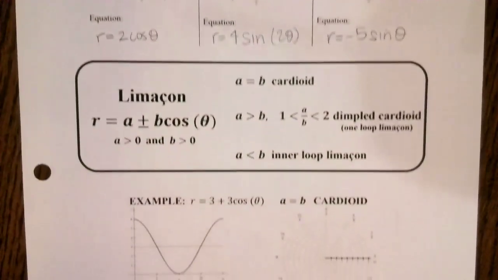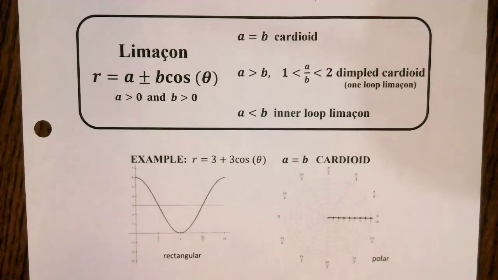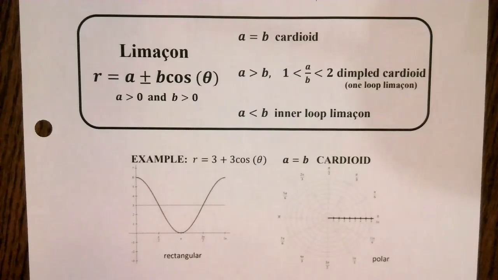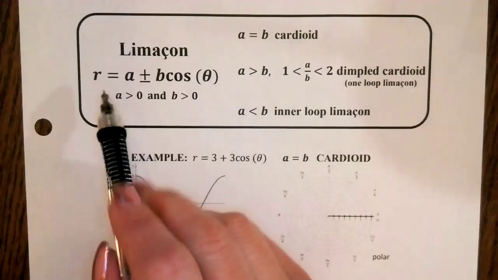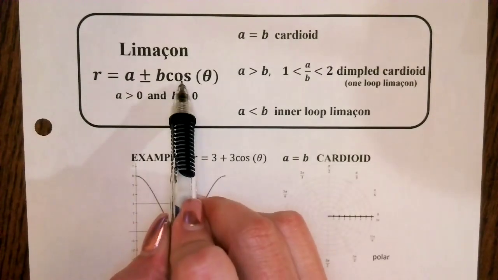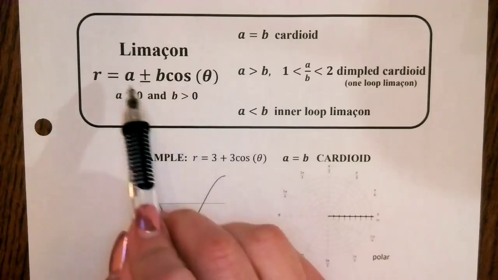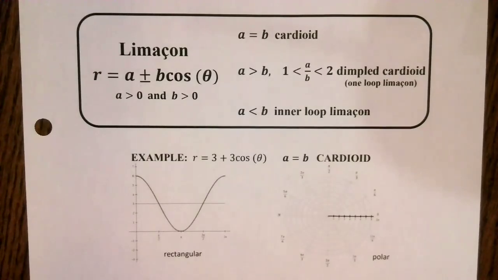All right, the other ones that we talked about on the Explore, I call them limaçon. Most people call them limaçon because it's French, but I'm just going to go with limaçon here. This is where we had a number, plus or minus, another number, and then cosine or sine. So we had 2 numbers here. One was being added or subtracted. And so that gave us a couple of different shapes.